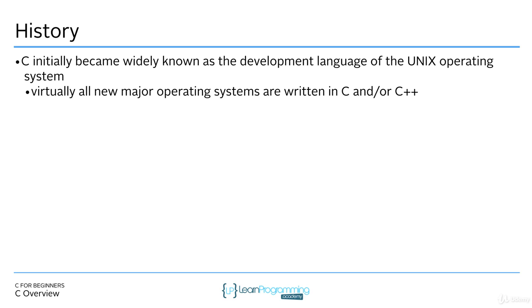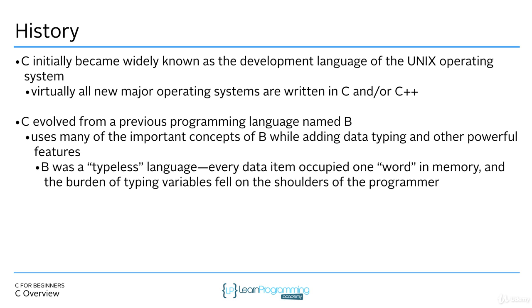Okay, again, very popular, very, very useful. It evolved from a previous programming language named B. Go figure, that's why it's named C. I guess they weren't very clever, and they just said, "Hey, B, C." There's also a language called D, by the way.